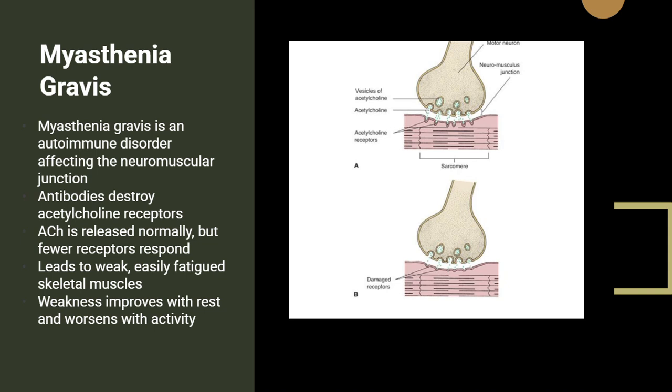The top image shows a normal neuromuscular junction where acetylcholine receptors are plentiful and able to respond to neurotransmitter release. The lower image shows the damaged receptor sites in myasthenia gravis with fewer receptors available. This is why muscles involved in eye movement, swallowing, facial expression, speech, and breathing are often the first and most significantly affected. Understanding this process helps nurses recognize early signs of myasthenia gravis, such as drooping eyelids, double vision, slurred speech, or difficulty swallowing. It also helps you anticipate changes during activity and identify when a patient may be experiencing worsening weakness or a potential myasthenic crisis.